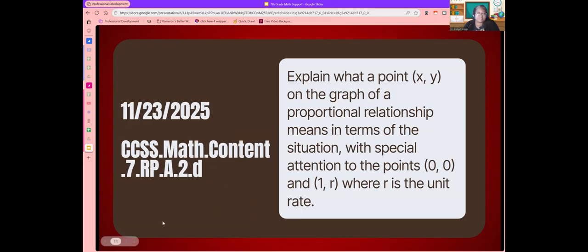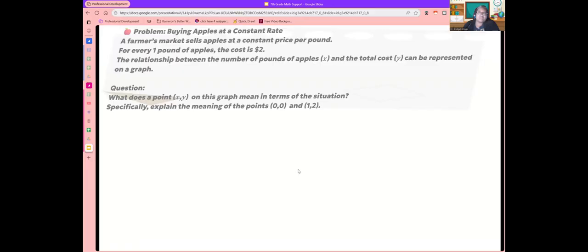So let's look at an example. Here we have the problem: buying apples at a constant rate. A farmer's market sells apples at a constant price per pound. For every 1 pound of apples, the cost is $2. The relationship between the number of pounds of apples, x, and the total cost, y, can be represented on a graph. So the question we are addressing is, what does a point (x, y) on this graph mean in terms of the situation? And specifically, explain the meaning of the points (0, 0) and (1, 2).